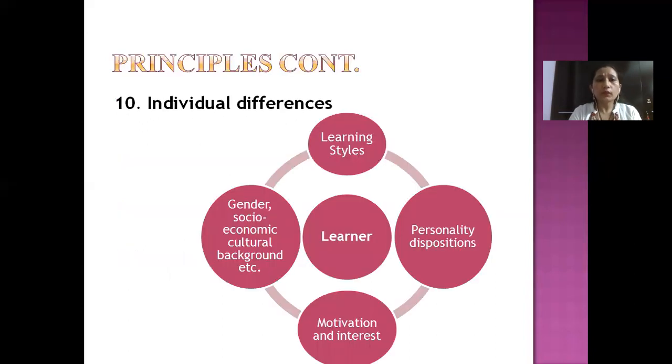Next, we have the principle of individual differences. According to this principle, each of the learners in your class is different. Each learner belongs to a different gender, different socio-economic cultural background, and has different learning styles. Some could be visual learners, some could be kinesthetic learners, some could be tactile learners, and each learner has his or her own personality disposition. Some may be introvert, some may have high self-esteem, some may have low self-esteem, and each one of them will vary in their aptitude, motivation, and interest.